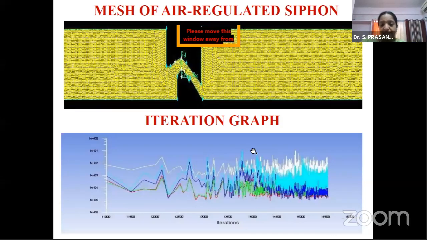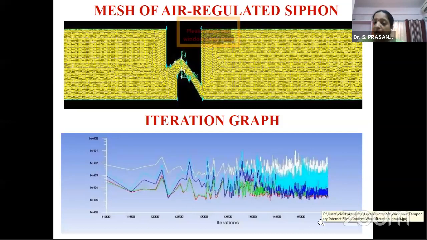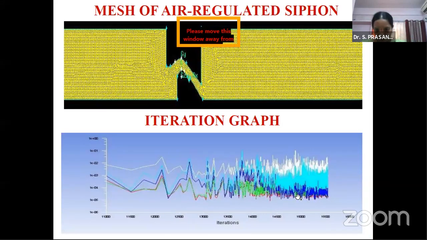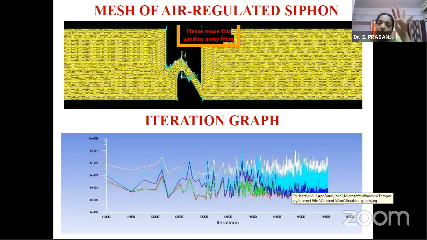So this is the iteration graph, and these are the number of iterations that were carried out in order to see the flow visualization and to evaluate the numerical values. We stopped at 15,000 iterations because whatever flow we were requiring was achieved. So we stopped at that stage. After this, this is one setup process. Now we will move to solution. That's the fourth stage of your ANSYS.